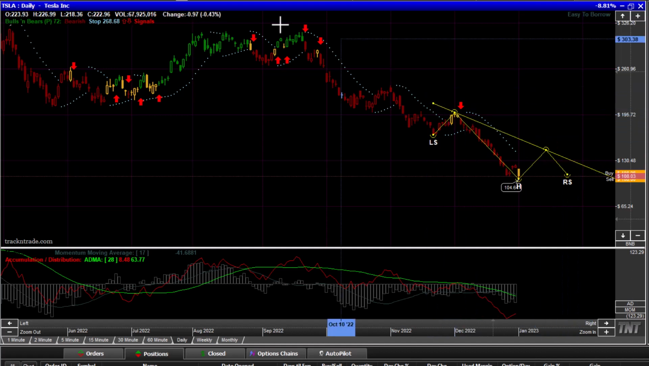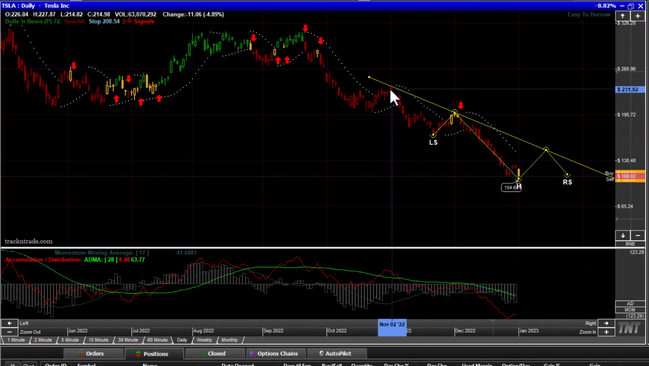Then what we're going to do is extend out that neckline. This is the neckline of the head and shoulders formation, and it should go along with the natural trend line of the upper region of that downtrend. And so this is the next point we'll be looking for, up in here when it breaks those blue lines. Now, where's it going to break the blue lines?